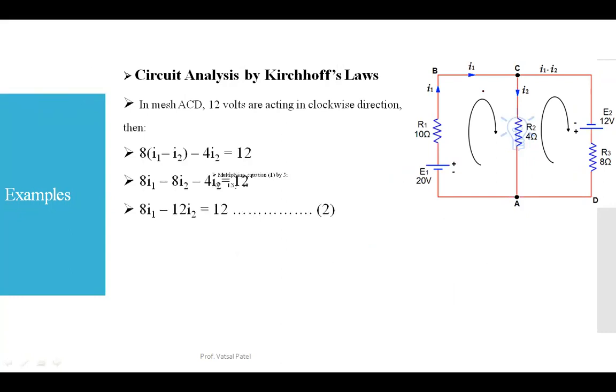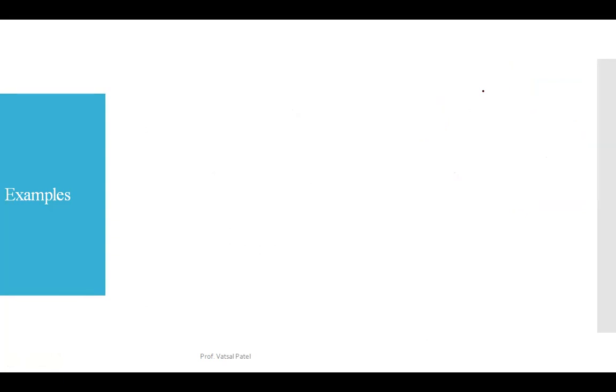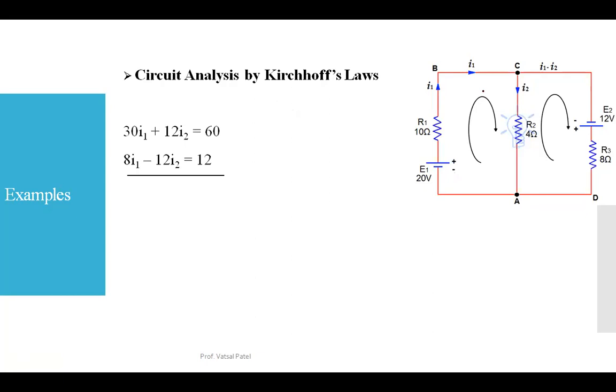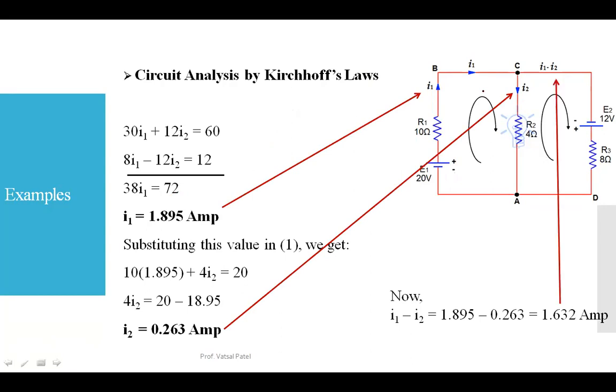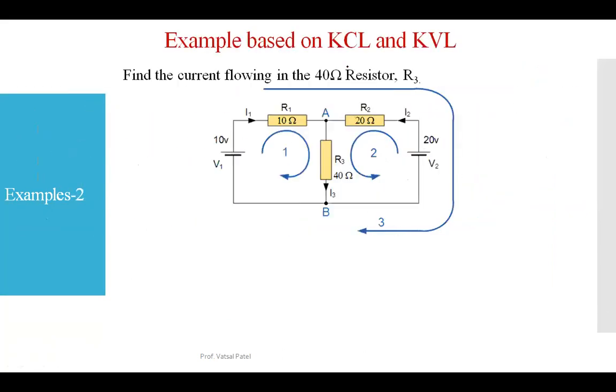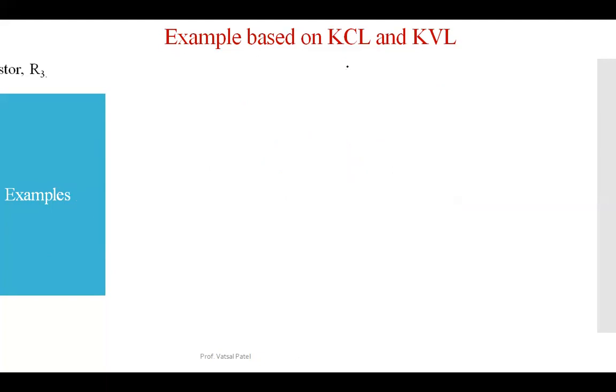And then we simplify both the equations to find out the value of current components I1, I2. After substituting that I1 value in one of the equations, we identify I1 minus I2. Understood? So this is one example we discussed in your laboratory session. And this is another example we discussed in your laboratory session. So shall I go with the new example now? In that one you can understand very well.